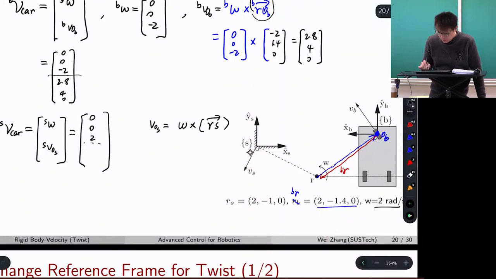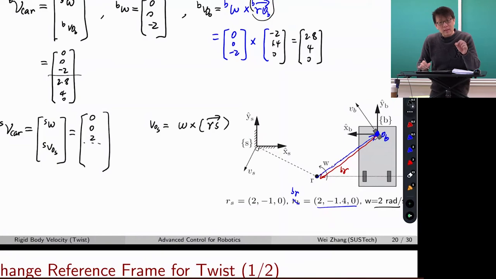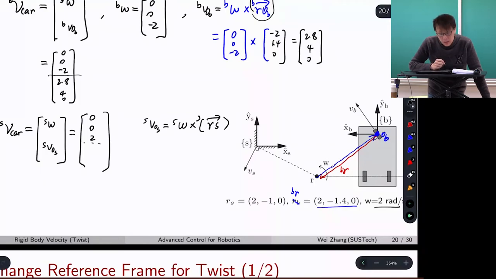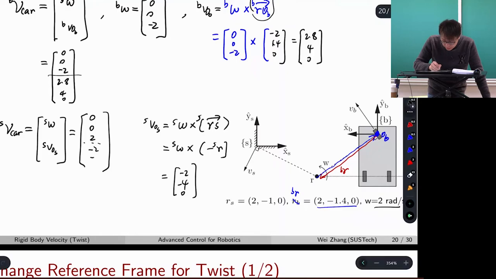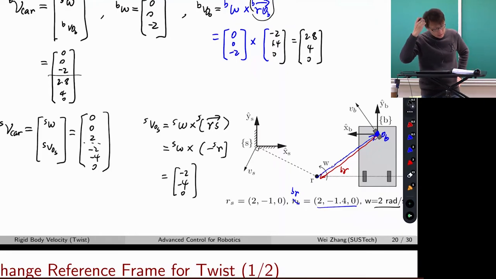R cross 2S, right? So this point, first of all, doesn't move. S doesn't move, right? Only the car is moving. And V O S is the body-fixed point of the car. Suppose the car is huge. It's rotated around this thing, and what's this velocity? If you want to represent everything in S, that will be omega S cross negative R S as well, which is negative 2, negative 4, and 0. If you plug in the numbers, that's the answer.